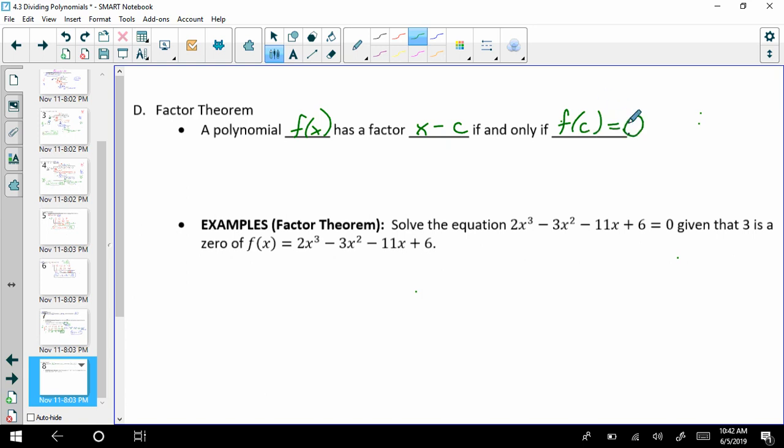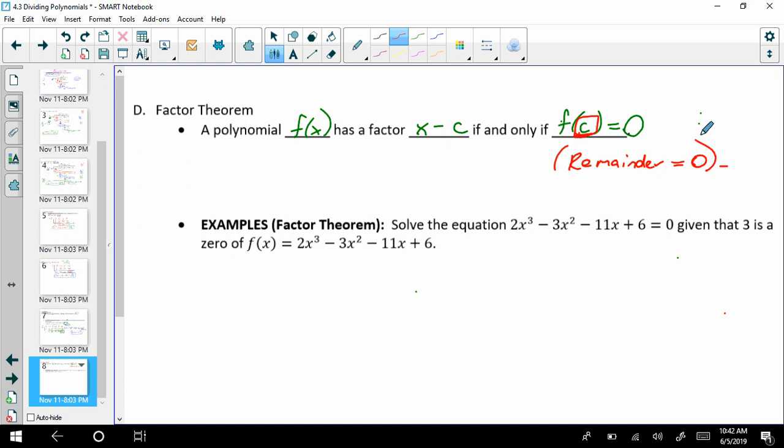What does that mean? Well, it looks like when I plug this number in, this magical c, I get 0 out. Another way to think of this is the remainder equals 0. So let's think about it.